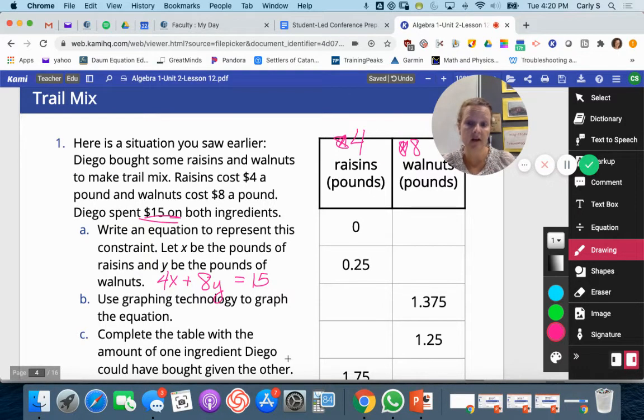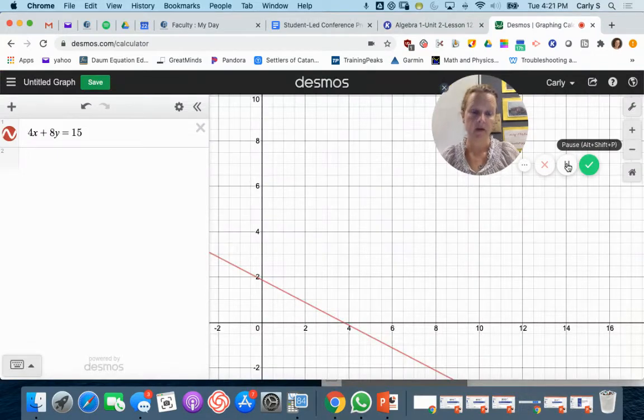Use graphing technology to graph the equation. Okay, I'm going to pause for a minute and get my graph out. I was going to get my graphing calculator out, but I realized you guys won't be able to see it because of how I'm doing the recording, so I'm sorry. So we just wrote our equation, and I graphed it.